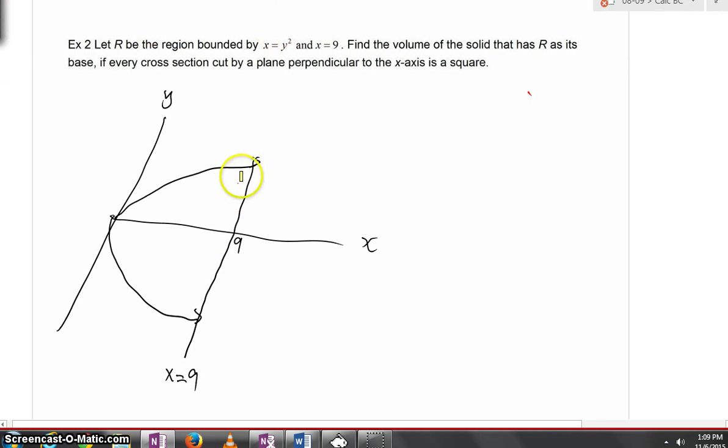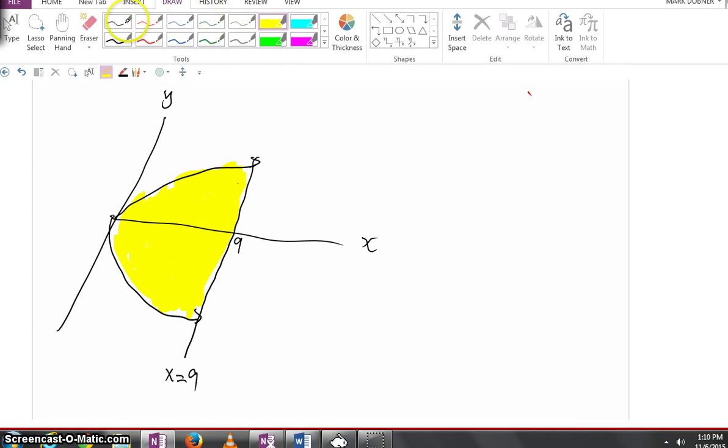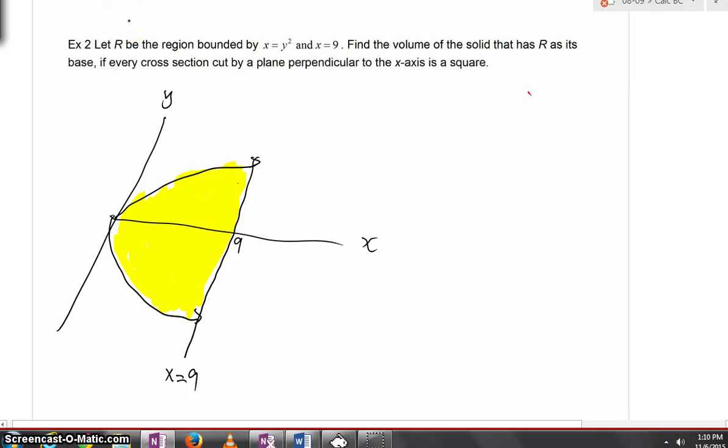And this is going to be our base for which we will build our cross sections. I want to point out that that base very well could go into a fourth quadrant or wherever it is graphed. But suffice it to say, we are going to, as we continue reading, find the volume of a solid that has this region R as its base. Every cross section cut by a plane perpendicular to the x-axis is a square.